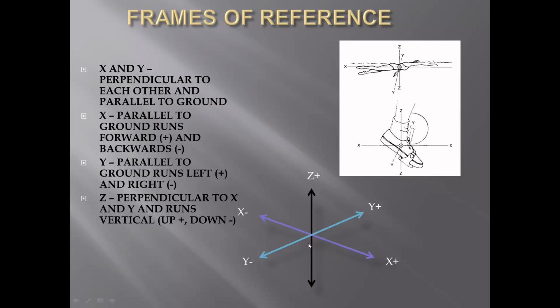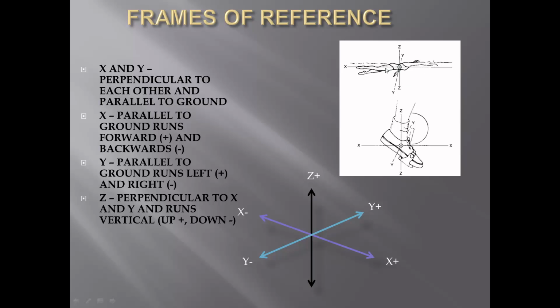For Y, if we move to our left, it's positive. If we move to our right, it's negative. And for Z, it's an up and down or vertical action. If we go up, it's a positive direction. If we go down, it's in a negative direction. Let's look at our examples.